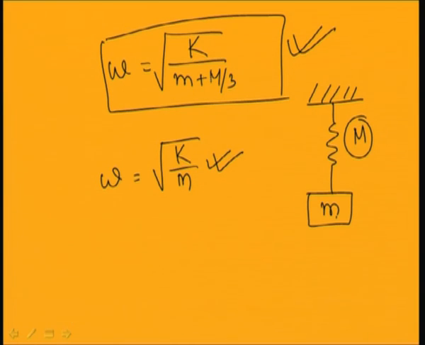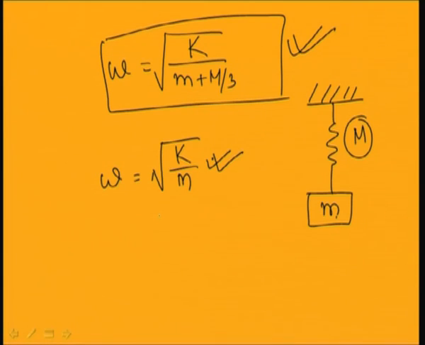So, by considering 1/3 of the mass of the spring, you can find the natural frequency of the spring mass system without considering the mass of the spring. When you are not considering the mass of the spring, this is equal to root over k by m. When you are considering the mass of the spring, just add 1/3 of the mass of the spring to the tip mass, and you can find the frequency of the system. In this way you can apply this Rayleigh method to find the natural frequency of different systems.